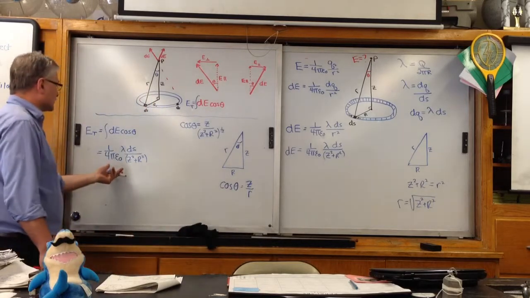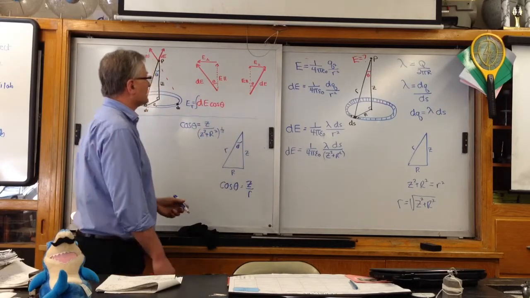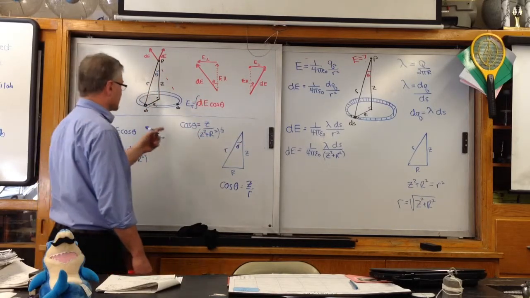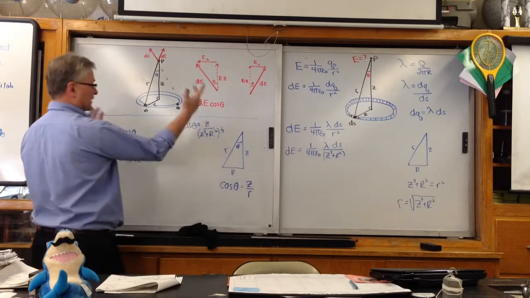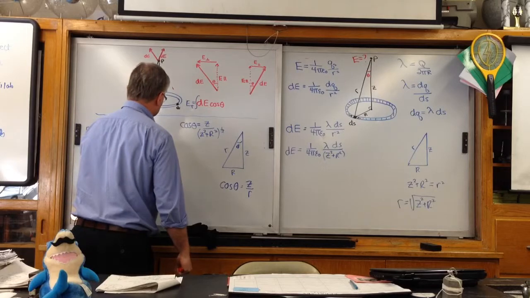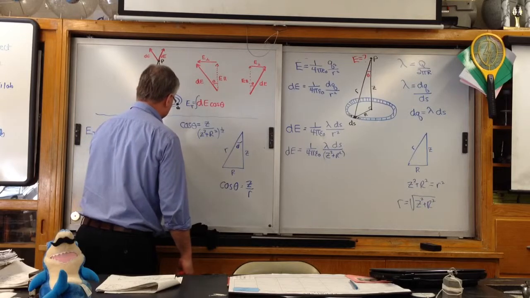Now, this is just dE. I don't want dE, I want dE parallel to this. So I've got to multiply it by the cosine of theta. Well, what the heck's cosine? Well, it's z divided by z squared plus R squared to the 1/2.